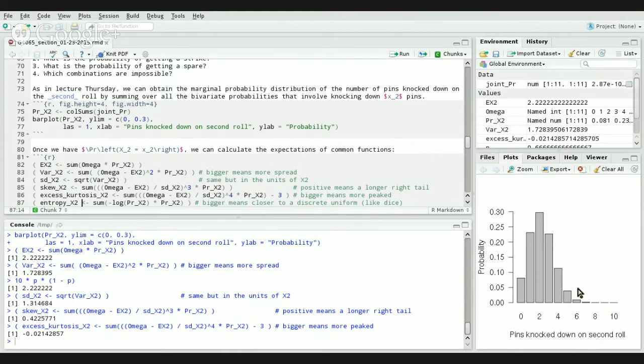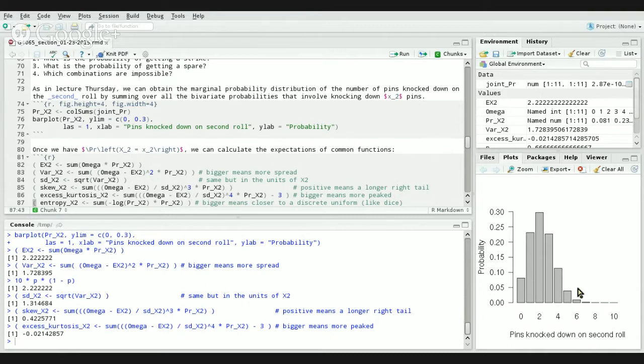Finally, another function that we're interested in is the negative of the logarithm of the marginal probability. That's our G function. We multiply by the marginal probability of each element in omega happening, sum over all that to get what's known as the entropy. Now you can show that the maximum entropy is achieved for a discrete uniform distribution. So that would be a distribution for something like the roll of one die.